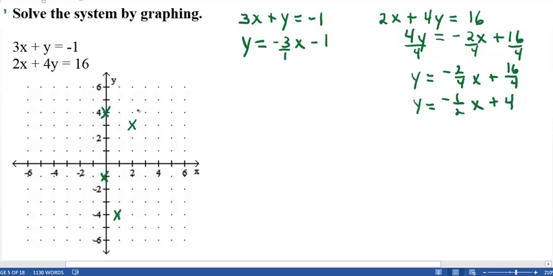Now I'm going to connect these points, and where these lines intersect will be my common solution. And you can see that these two lines intersect at this point, which has the coordinates (-2, 5). So our common solution for this system would be (-2, 5).